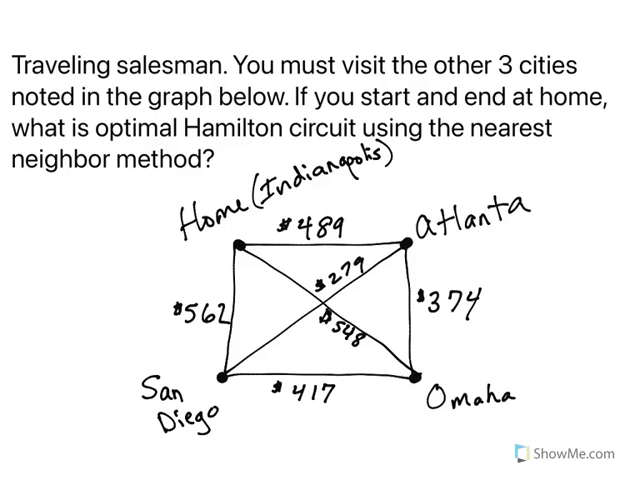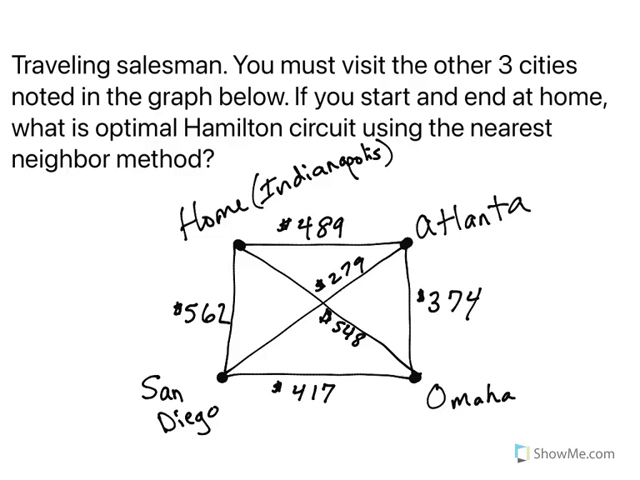Now we have a traveling salesman problem, which is kind of known in the Hamiltonian world. Because think about if you are a traveling salesman or you travel at all for work, right? You generally want to go back home when you're done. So let's say that you must visit the other 3 cities noted in the graph below. You live at home in Indianapolis. You have to visit Atlanta, Omaha, and San Diego for your job. If you start and end at home, what's the optimal Hamilton circuit using the nearest neighbor method?